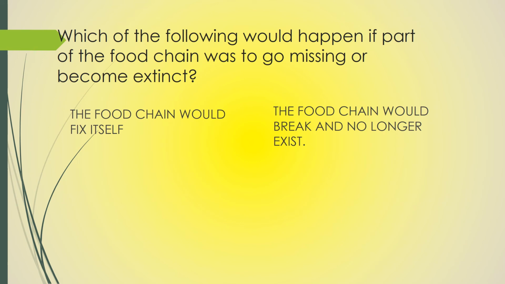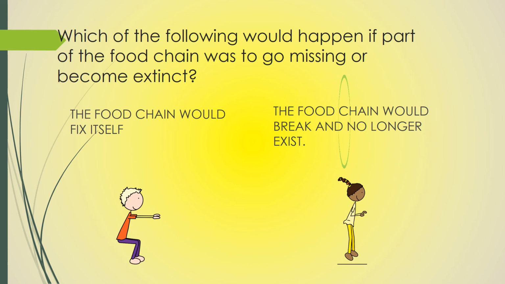Which of the following would happen if part of the food chain was to go missing or become extinct? The food chain would fix itself, or the food chain would break and no longer exist. If you think the food chain would fix itself, you're going to do squats. If you think the food chain would break and no longer exist, you're going to jump in place. Ready? Go. If part of the food chain goes missing or becomes extinct, the food chain will break and no longer exist.